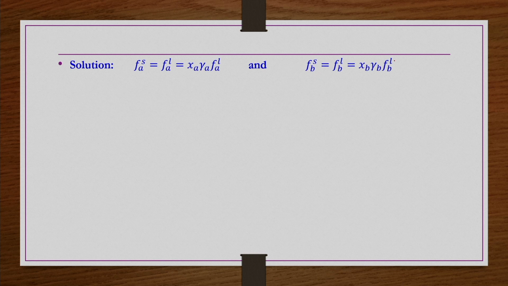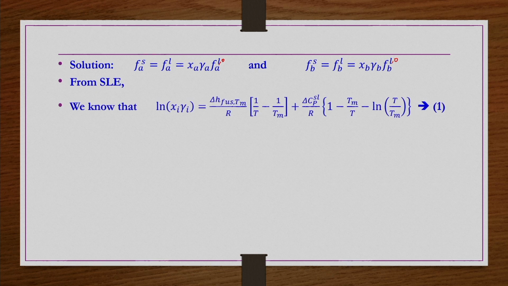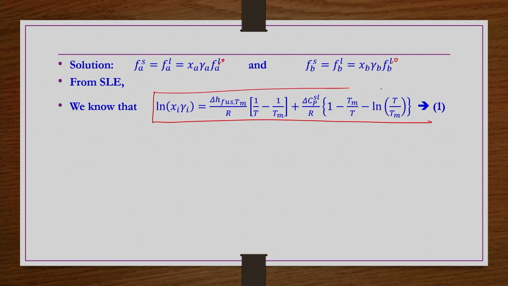So, this is actually a reference state, something like a knot, at reference temperatures. Okay. From SLE, that is, when pure solids are in equilibrium with liquid, we have this derivation: ln xi gamma i is equal to delta H fusion at Tm divided by R multiplied by (1 by T minus 1 by Tm) plus delta Cp SL by R multiplied by (1 minus Tm by T minus ln T by Tm). This is what we have.